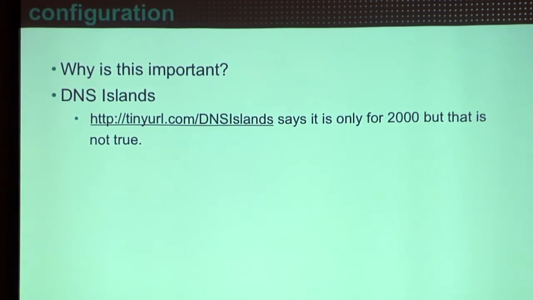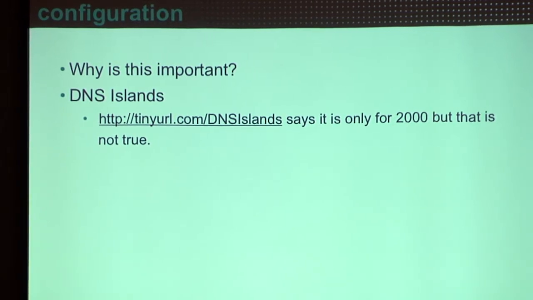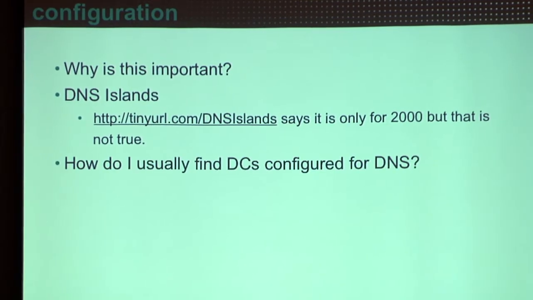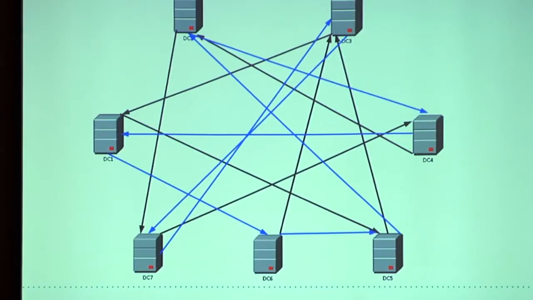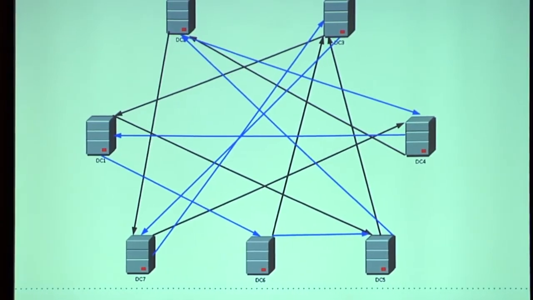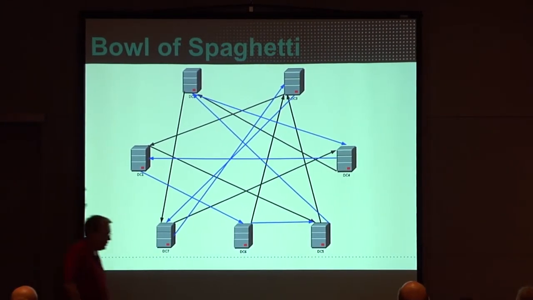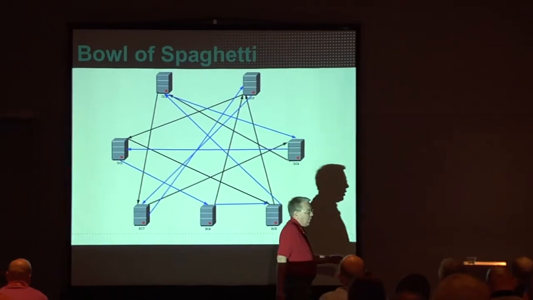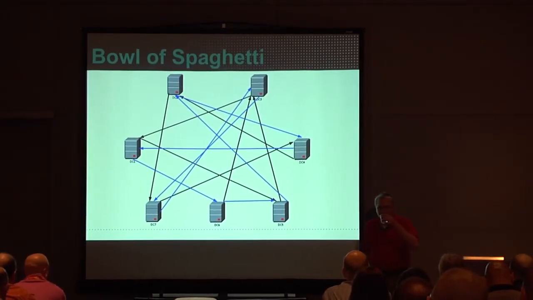Because if you've got your domain controller stuff configured wrong, you're going to create DNS islands, you're going to break replication. So how do I usually find domain controllers configured for DNS? Like a big old bowl of spaghetti. We got two issues here. There's no consistency, and every domain controller is running DNS, which is not necessary.